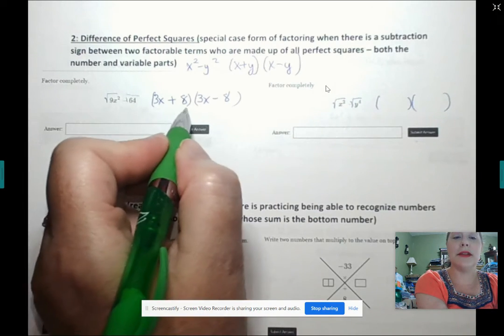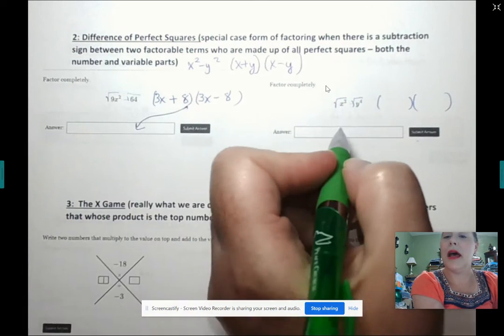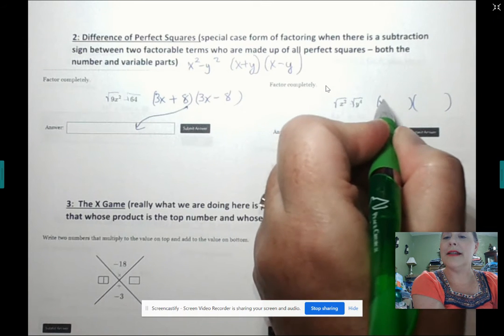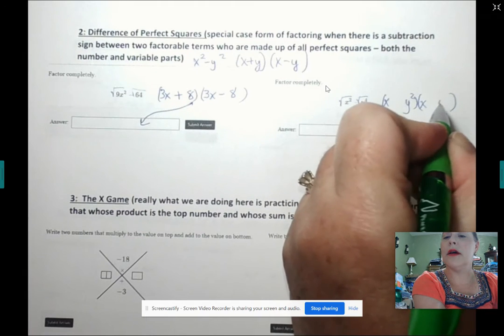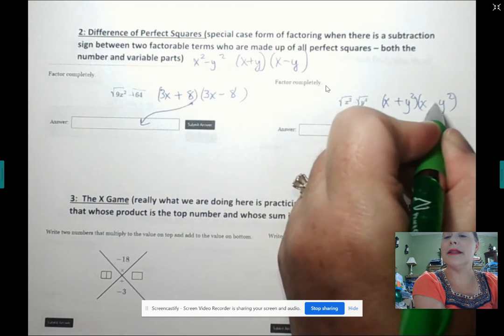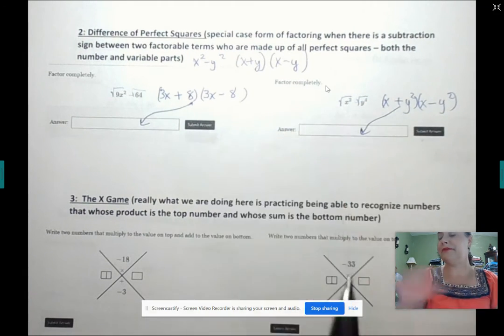Oh, by the way, this is what I would have written right here. Square root of x squared is x. The square root of y to the fourth is y squared. One with a plus, one with a minus, and you're done. All right.